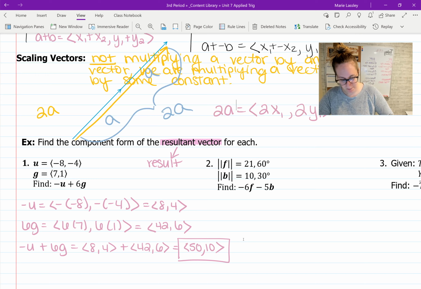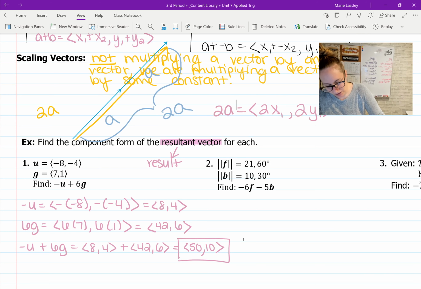So it's pretty basic math. Just be careful where you put your negatives. That's the main thing. Make sure you're adding the right parts. But other than that, I think you should have a pretty okay time.